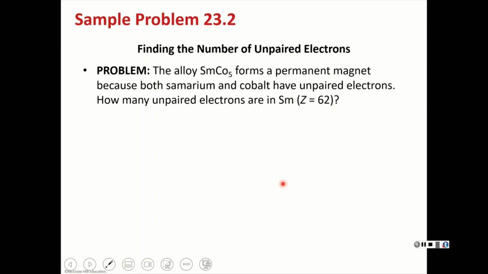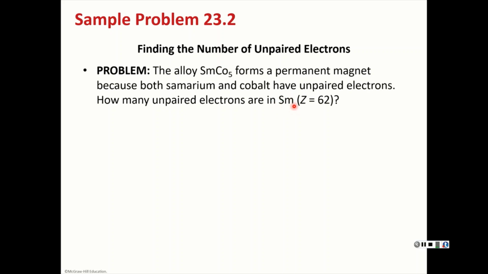So if we try a sample problem, this one's from the book. We have an alloy made up of samarium, which is a lanthanide, and cobalt, which is a transition element. This alloy can form a permanent magnet because they both have unpaired electrons. The question is really asking about samarium: how many unpaired electrons does it have?